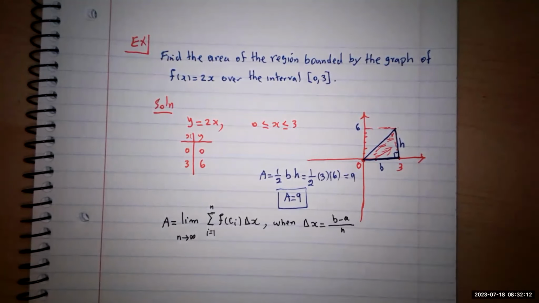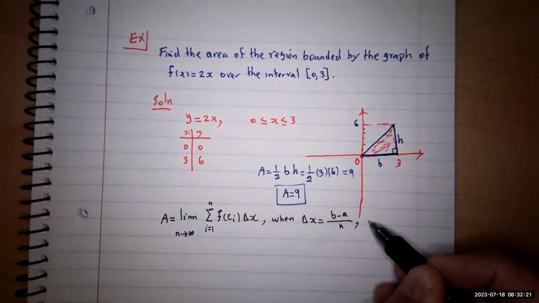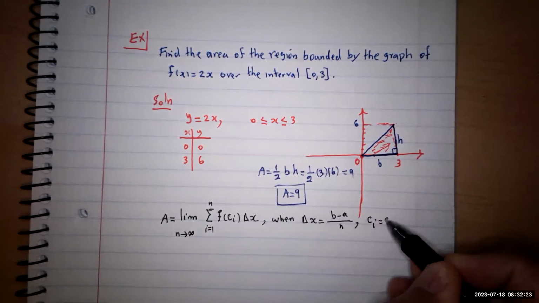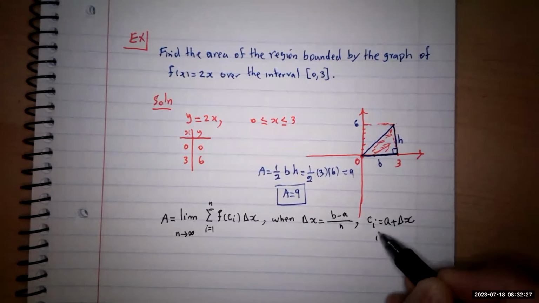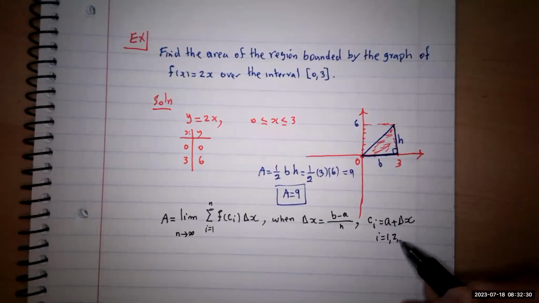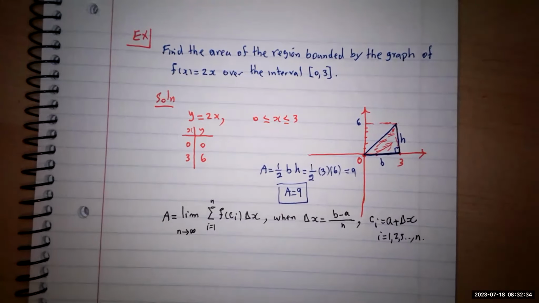Okay, that's going to be your delta x, b minus a over n, and then we get the ci's. Your ci's are going to be equal to a plus i delta x, for i equal to 1, 2, 3 up to n. So this is the formula that you have to use.